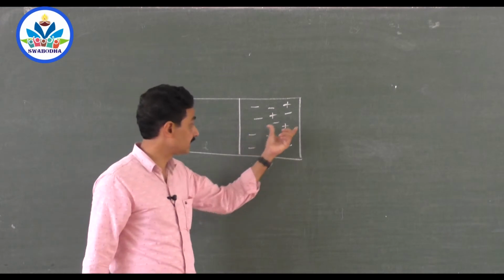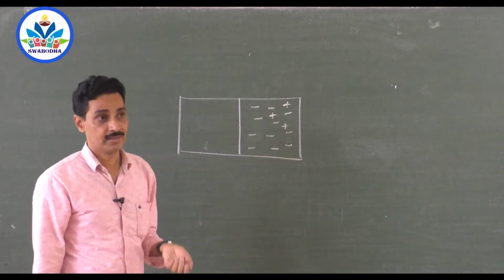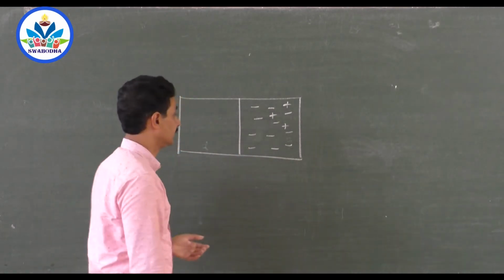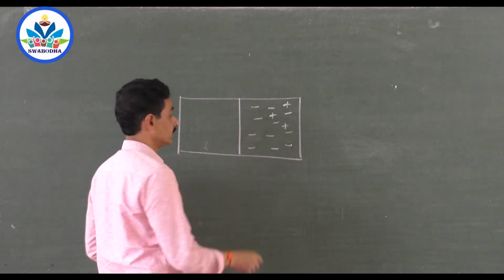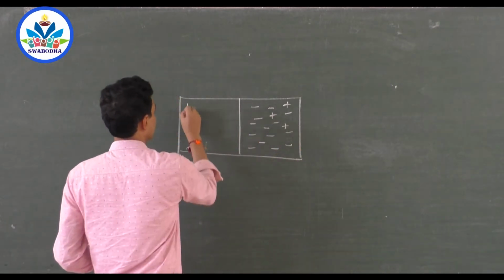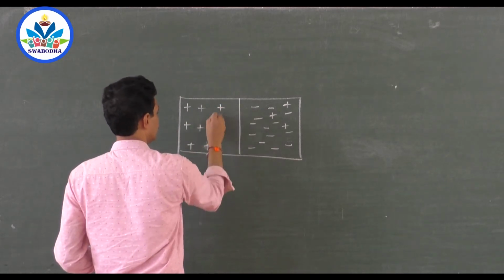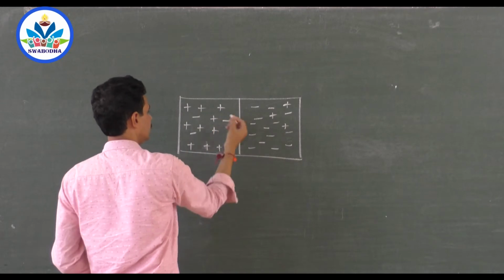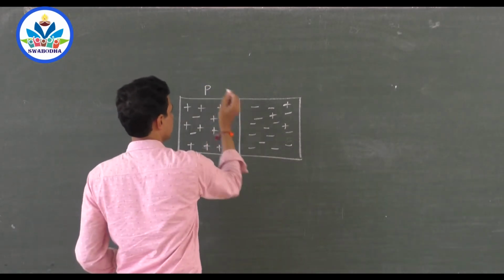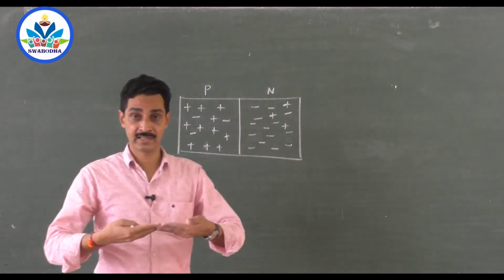Here, not all these electrons are because of the phosphorus. There may be a few electrons because of thermal excitation, and that creates an equal number of holes. So the majority carriers are electrons and the minority carriers are holes. Here you will have many holes because it is doped with trivalent impurities, and there may be a few electrons here and there. So this is a p-type semiconductor, this is an n-type semiconductor, formed on the same single crystal.